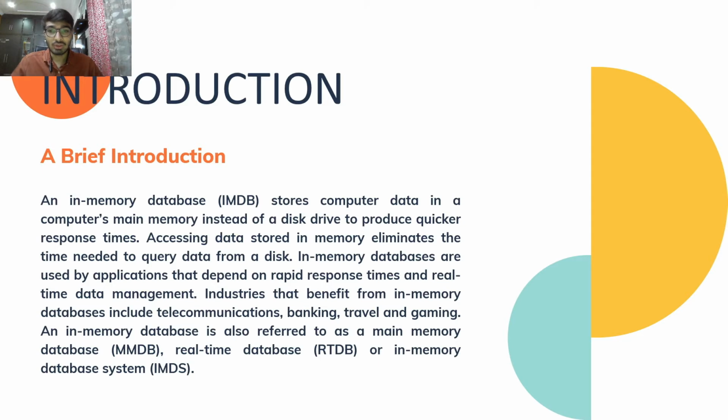An in-memory database or IMDb stores computer data in a computer's main memory instead of a disk drive to produce quicker response times. As we know that accessing data from the main memory is much quicker than an external drive. Accessing data stored in memory eliminates the time needed to query data from a disk. Industries that benefit from in-memory databases include telecommunication, banking, traveling, and gaming. An in-memory database is also referred to as a main memory database, MMDB, real-time database, RTDB, or in-memory database system, IMDS.